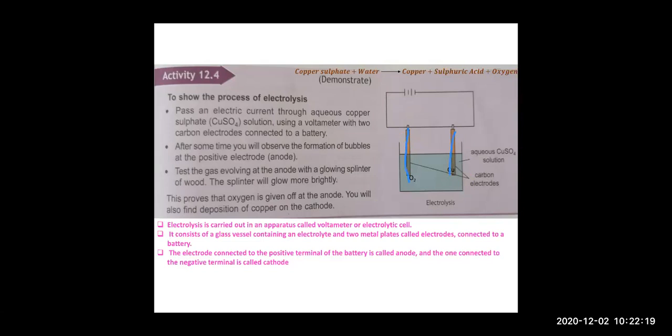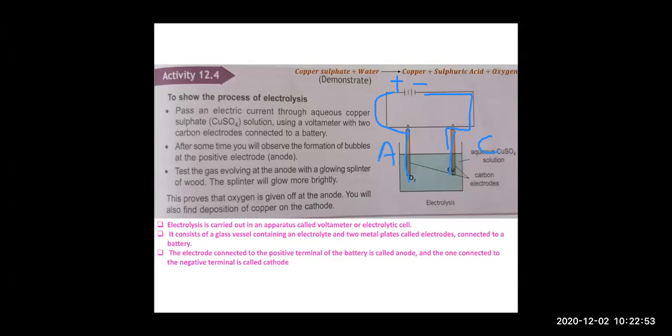These are your electrodes. One will be positive. Which one is positive? This is positive because this is connected to the positive of the battery. The big line shows you positive and the small line shows you the negative of the battery, and this side is your negative electrode, right children? So positive electrode is known as anode and negative electrode is known as cathode, right children? So this is your setup.